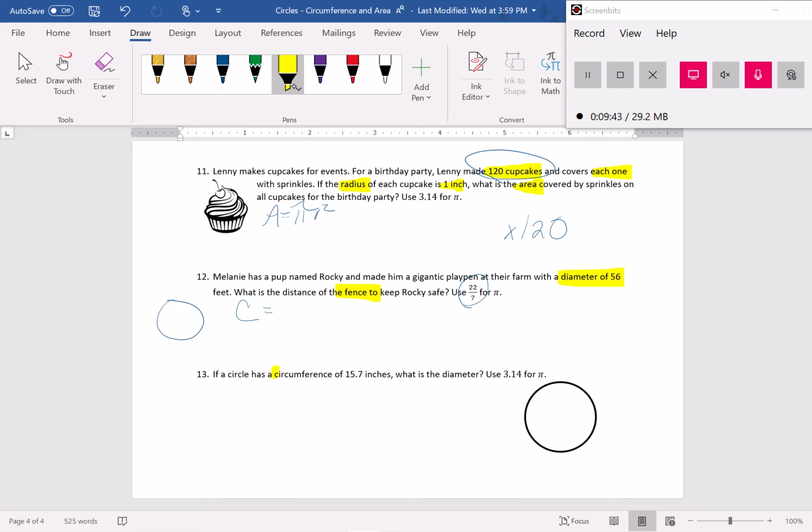If a circle has a circumference of 15.7 inches, what is the diameter? Now this one's different. You're still going to use the circumference formula. This time though, you know C and you know pi. What you don't know is the diameter. You're going to have to solve this like an equation.